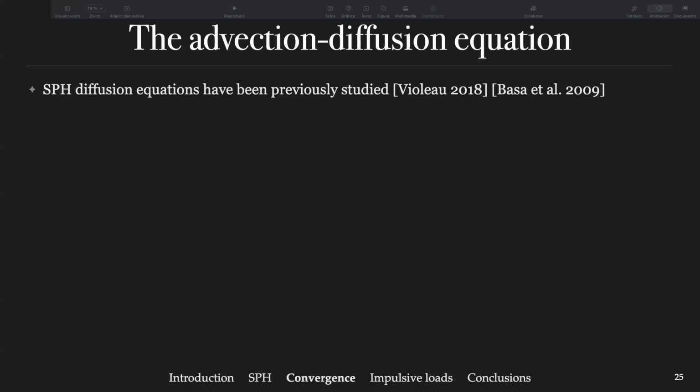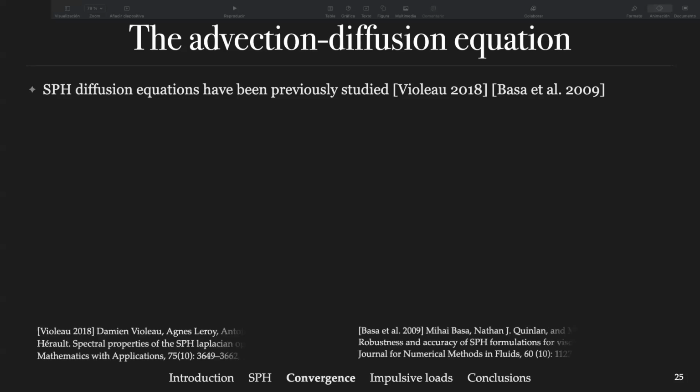how to. So, concerning the study of diffusive problems in SPH, I would like to highlight the work by Biolo and collaborators, who in 2018 studied the spectral properties of the matrix involved in the Laplacian operator at the discrete level. There is also the work by Bassa and collaborators in 2009, where they studied the consistency of the SPH Laplacian.